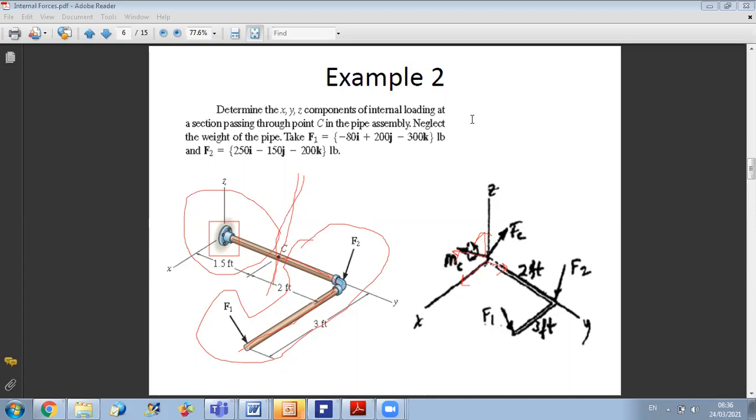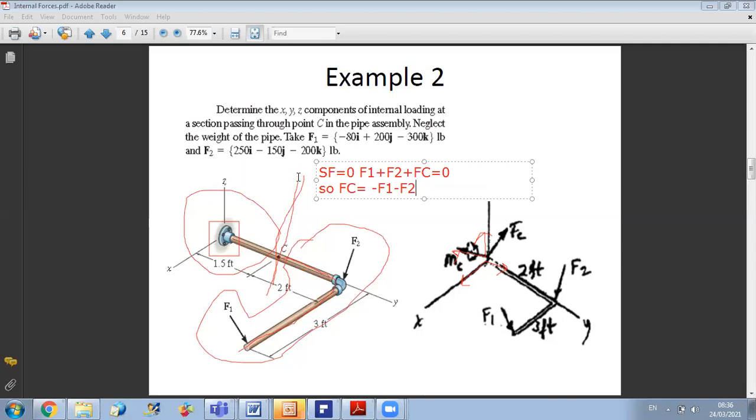So first, the first thing I will write is that sum of forces is equal to 0. This relation will give me that the force F1 plus the force F2 plus the internal force at C is equal to 0. So I deduce that Fc is equal to minus F1 minus F2. And Fc will have 3 components, one along i, one along j, one along k.